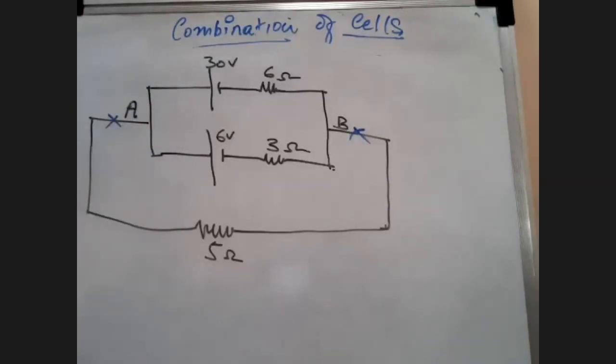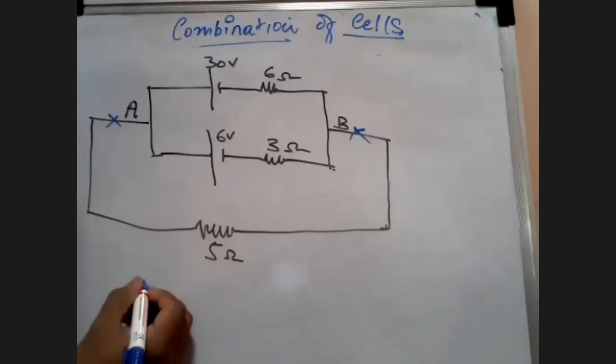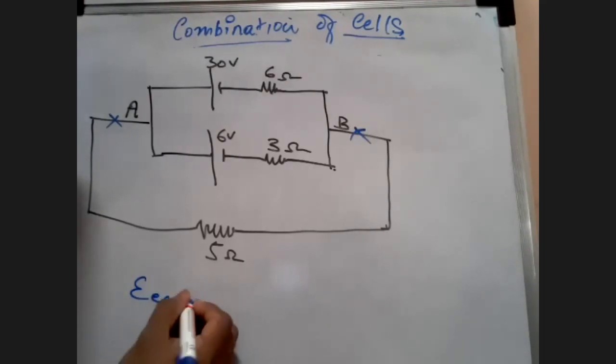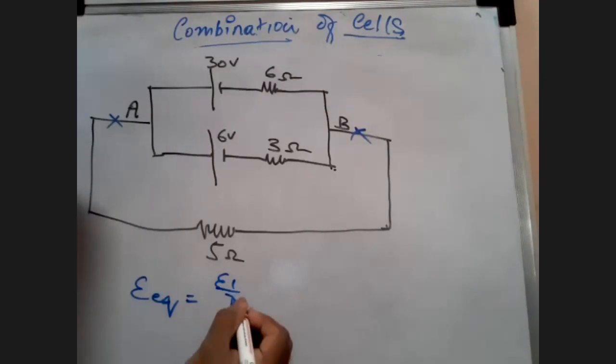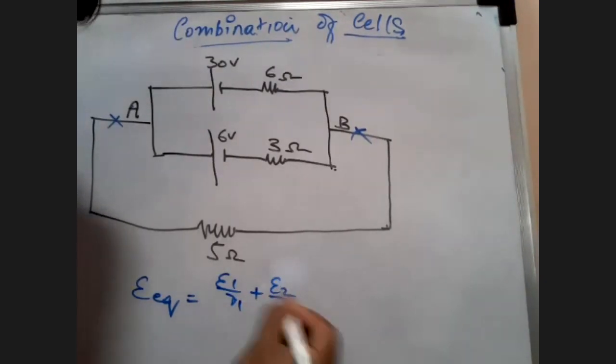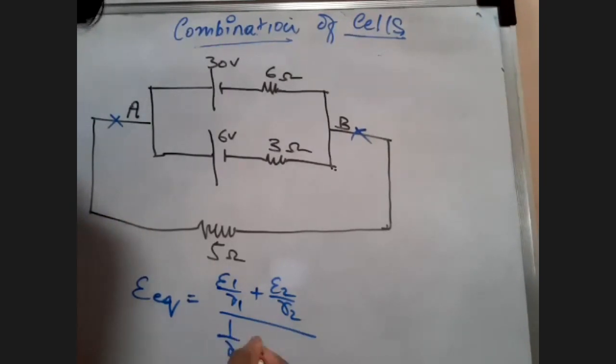If we have to do that, epsilon equivalent in terms of parallel was what? Epsilon 1 upon R1 plus epsilon 2 upon R2 till epsilon n upon Rn, all upon 1 upon R1 plus 1 upon R2 and so on.